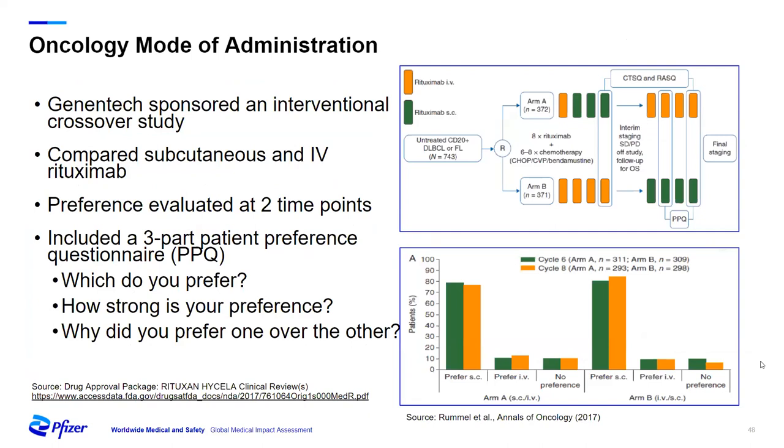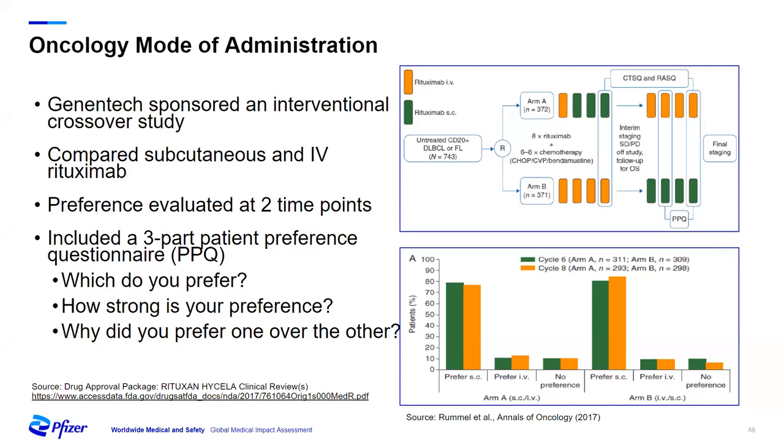One potentially very impactful study, though I don't want to say the most impactful, and the first patient experience study that really got a lot of attention, was a preference study by Genentech. They did a crossover study of IV versus subcutaneous rituximab, asking three questions at two time points after exposure to both. They asked patients first, which do you prefer? How strong is that preference? And why did you prefer one over the other? And these are the results.